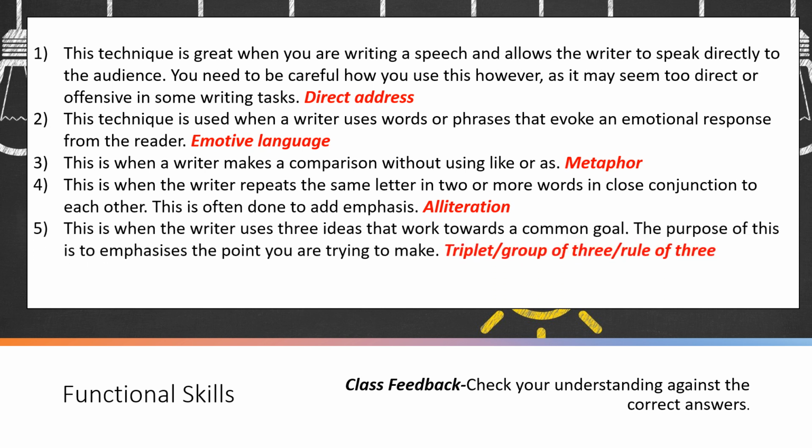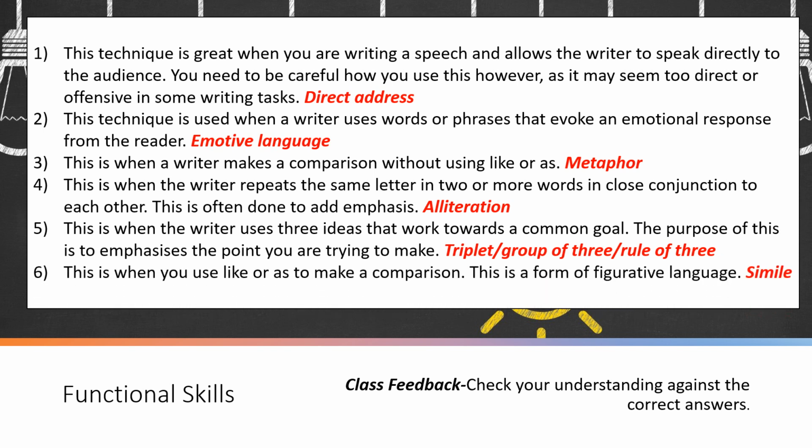Number 5. This is when the writer uses 3 ideas that work towards a common goal. The purpose of this is to emphasize the point you're trying to make. We have many different names for this technique. You might know it as a triplet, a group of 3, or even a rule of 3. So our final one for round 1. This is when you use like or as to make comparison, and it's a form of figurative language, very similar to a metaphor. This is a simile, and again the big difference is that in a simile you'd use like or as to make the comparison. With a metaphor you wouldn't be doing that, you'd just say something is something else. Okay, what we're going to do now is we're going to move on and we're going to look at the correct answers for round 2.